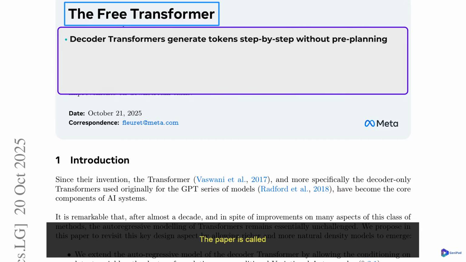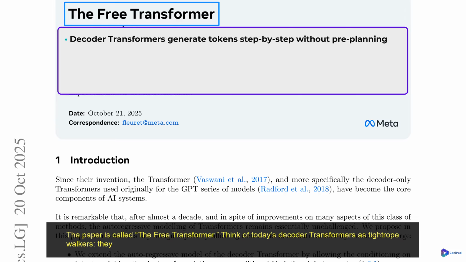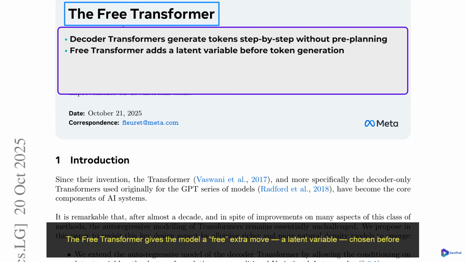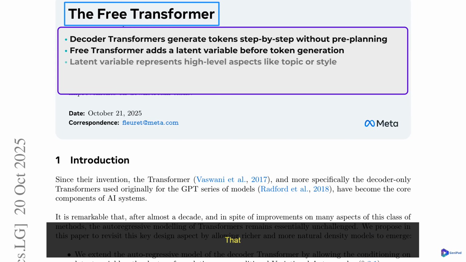The paper is called the Free Transformer. Think of today's decoder transformers as tightrope walkers. They make one tiny step, a token at a time, with no chance to set a bigger plan first. The Free Transformer gives the model a free extra move, a latent variable, chosen before or alongside token generation. That latent can stand for big picture stuff.